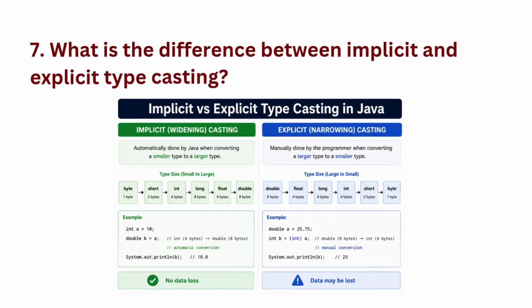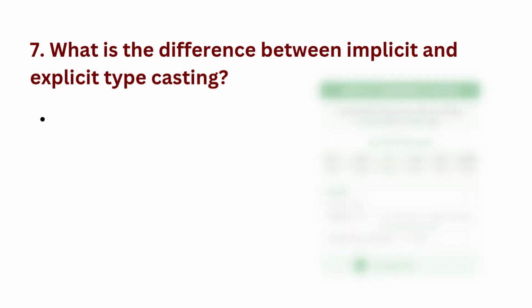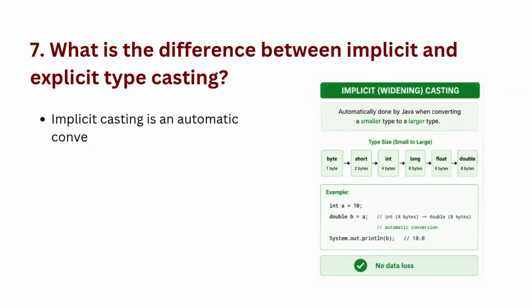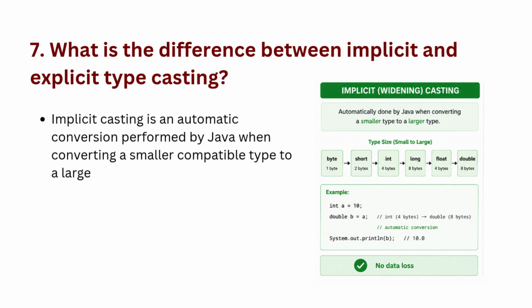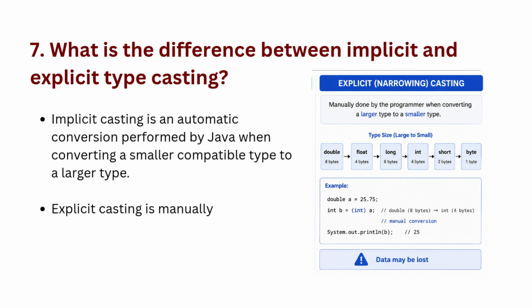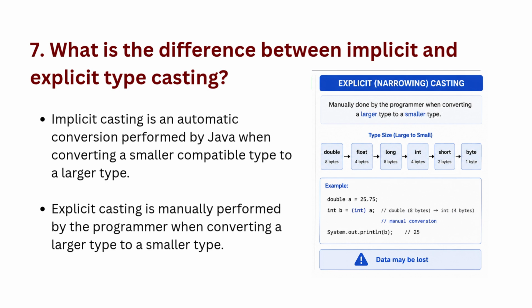Seventh question: what is the difference between implicit and explicit typecasting? Answer: implicit casting is an automatic conversion performed by Java when converting a smaller compatible type to a larger type. Explicit casting is manually performed by the programmer when converting a larger type to a smaller type.